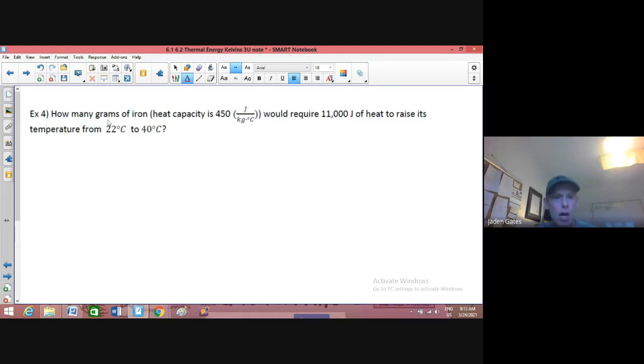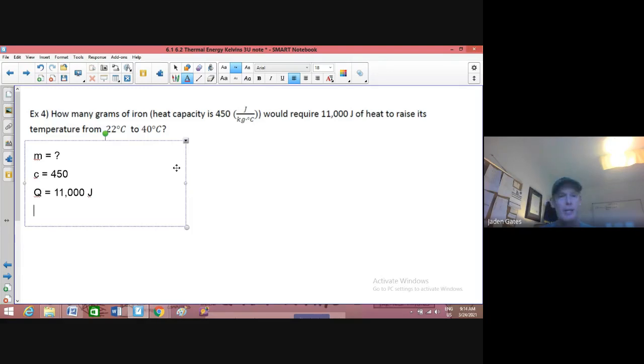So how many grams of iron, heat capacity 450, would require 11,000 joules of heat to raise its temperature from 22 degrees to 40? Again, getting down our values. Mass, we're going to have to find out, it says. That's right in the first bit. Our heat capacity, our C value, is 450. The energy, we're adding 11,000 joules.